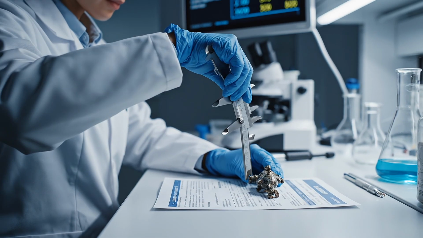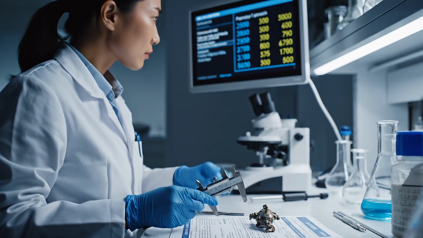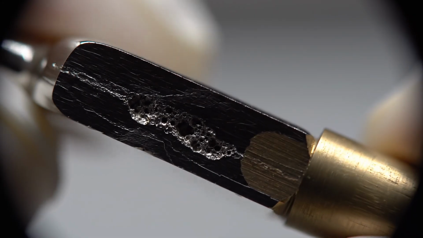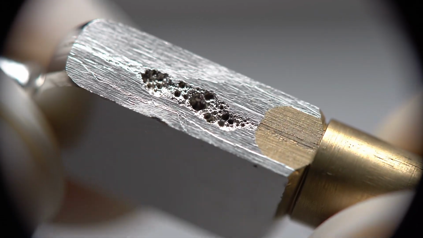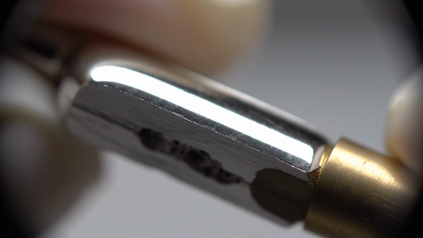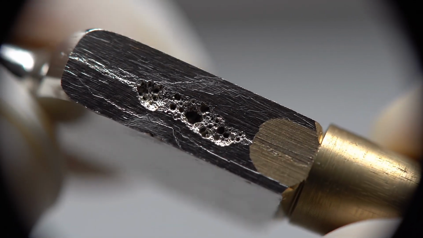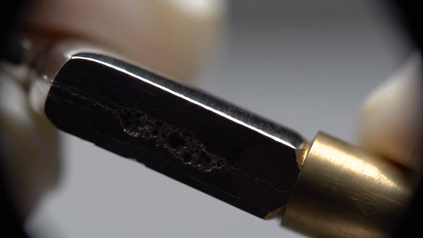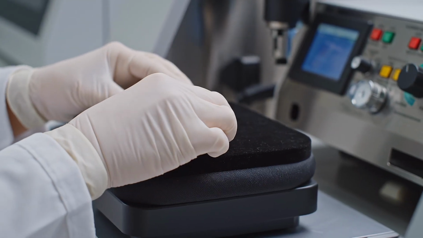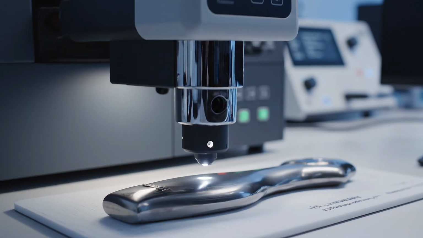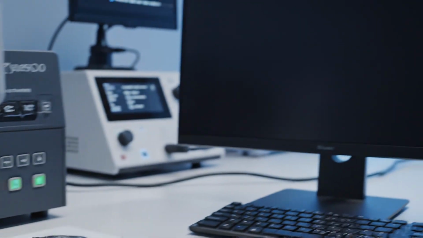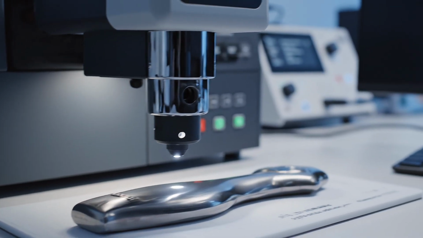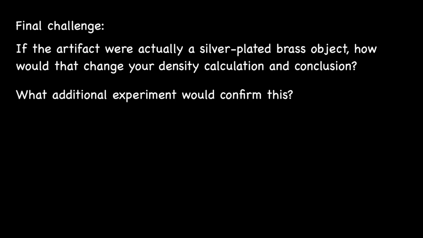Now let's answer the final question: is further testing scientifically justified? Although density strongly supports that the artifact is silver, density alone cannot prove that the object is made entirely of silver. For example, the artifact could be silver-plated, hollow, or made from more than one metal. A chemist would likely recommend additional testing. One common technique is X-ray fluorescence, or XRF, which can determine the elemental composition of the surface without damaging the artifact. Now for the final challenge.